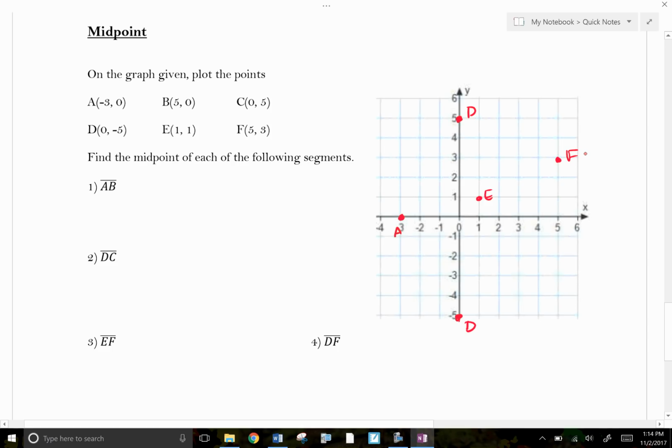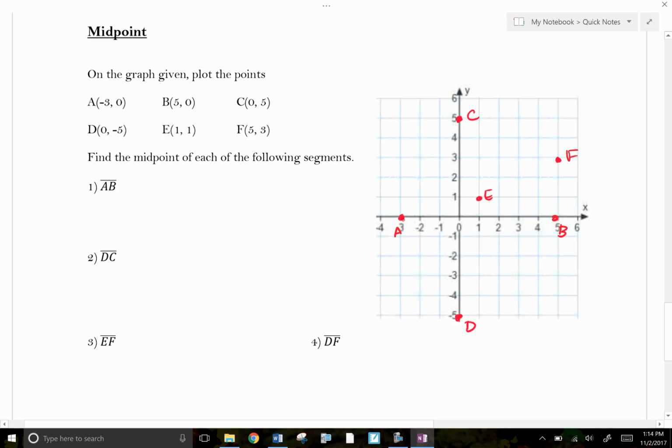A, B. What am I missing? That's supposed to say B. No, it's not. Get your head on straight. 0, 5, 5, 0 is B. There we go. Okay, so everybody's lined up. Cool. Find the midpoint of each of the following segments.